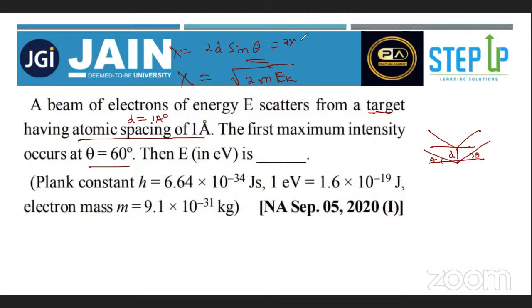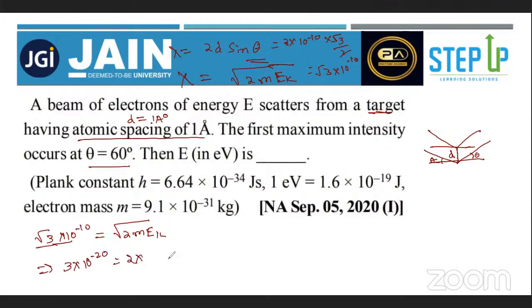Solve this as 2 into d. d is 10 raised to minus 10, converting it into meters, and sine theta is root 3 by 2. Root 3 cancels, so I take root 3 into 10 raised to minus 10 equals root over 2m E_k. If I square both sides, it will be 3 into 10 raised to minus 20 equals 2 into 9.1 into 10 raised to minus 31. Because I have to convert it into electron volts, the joules have to be converted into electron volts, so I should divide.